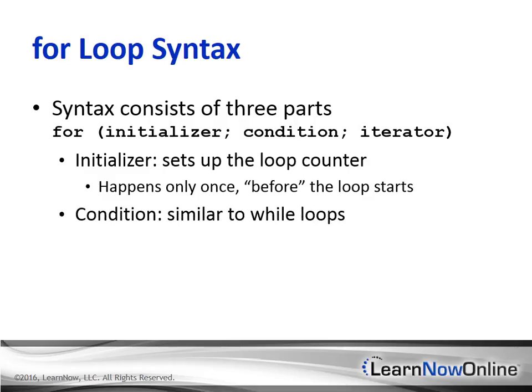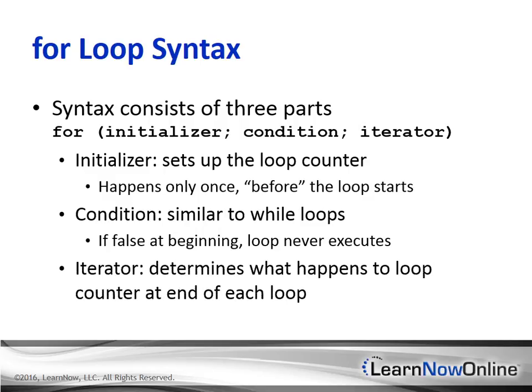All right, then the second part of the for loop is the condition. Now this is similar to while loops. And this part defines the condition that determines whether the current iteration of the loop executes. And like a while loop, if the condition is not met for the very first loop, the loop never executes. And then the third part is the iterator. As each loop completes, this part of the for loop statement determines what happens to the loop counter. Now the samples that I showed you both incremented the loop counter, i and j, but you can change them any way that you'd like.